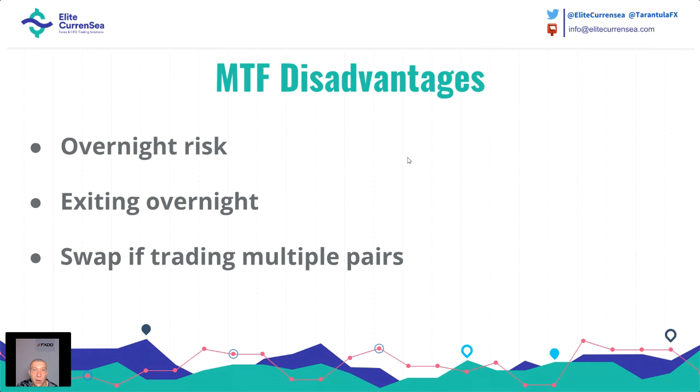Disadvantages: if you leave your trade overnight, there is always some sort of overnight risk where your trade could actually end up in a loss. But it's very hard to exit overnight, so you usually need to use some sort of trailing stop trail management. And also you need to pay for the swap if trading multiple pairs. Sometimes the swap is positive, so you will actually make some money, but usually it's mostly a negative swap.